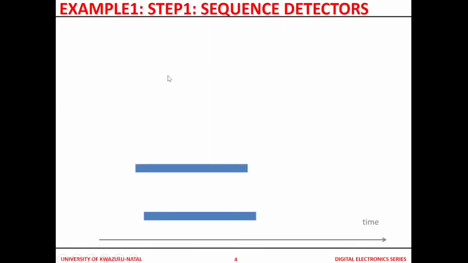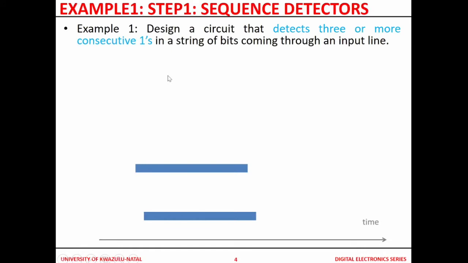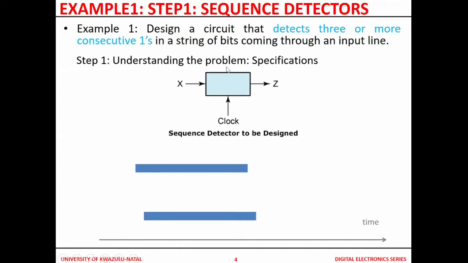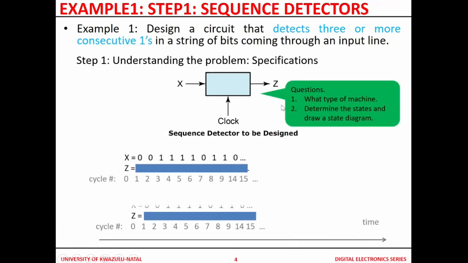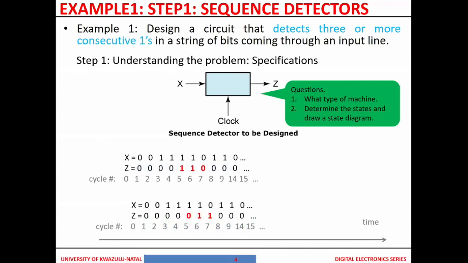The first example was a sequence detector. You design a circuit that detects 3 or more consecutive ones. We said you have to understand how the connections are: input, output, and your clock. And then you have to understand whether you are designing a Mealy or a Moore machine. And then the most important thing is the state.